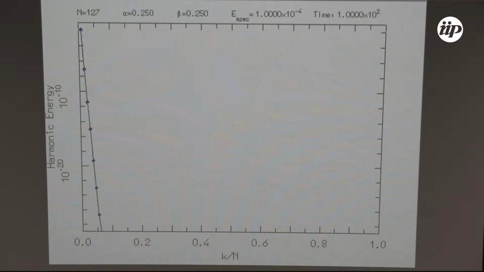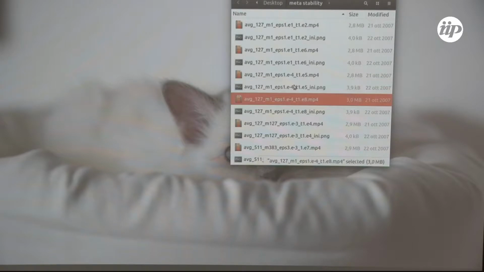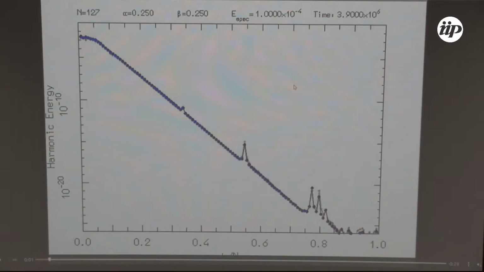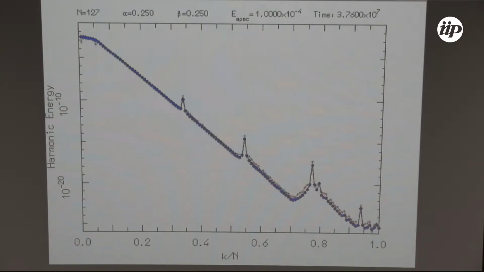Of course, if you take longer times with the same initial condition, you see that you have this freezing, and you see some peaks emerging, and this is probably one of the mechanisms that leads to the breaking of these metastable states. There have been some results by Sergei and Tiziano Penati about this kind of resonances.